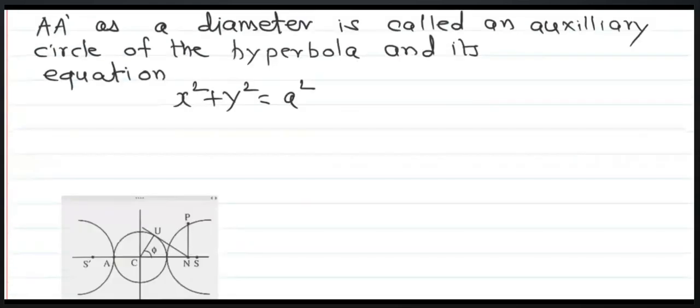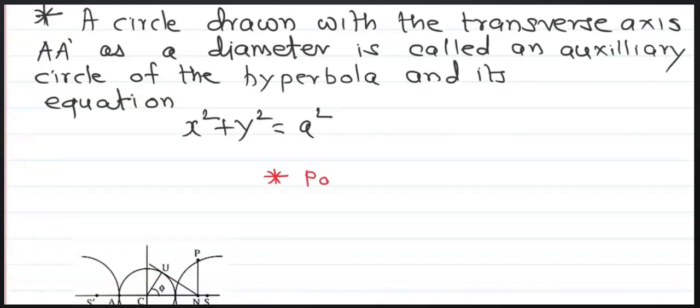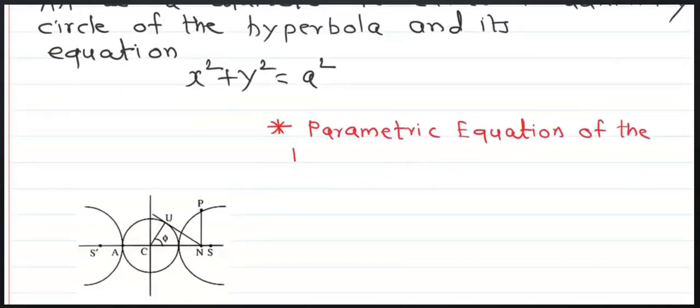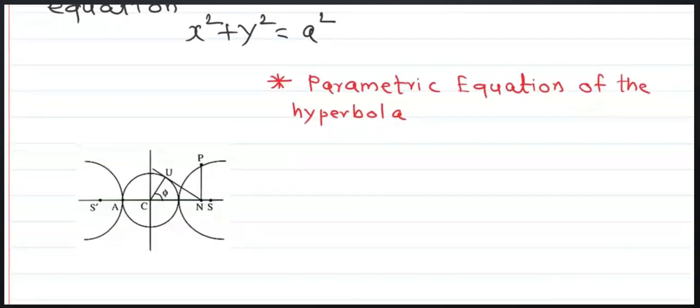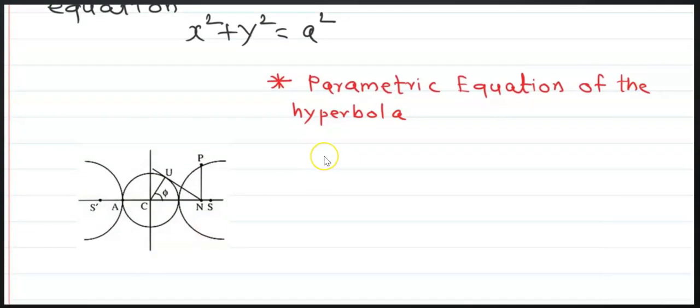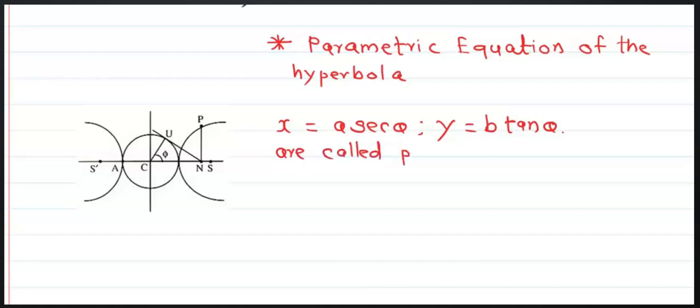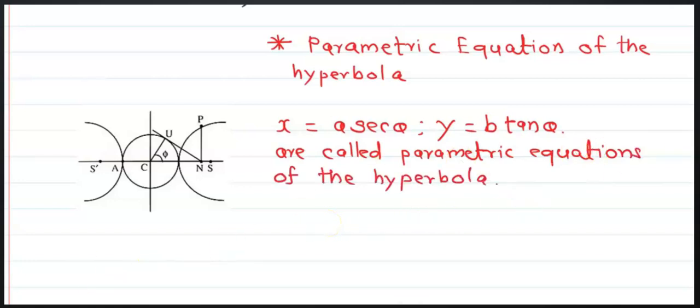x square plus y square is equal to a square. Next is the parametric equation of the hyperbola. Parametric equation of the hyperbola: x is equal to a sec theta and y is equal to b tan theta. This you have to remember. These are called the parametric equations of the hyperbola.